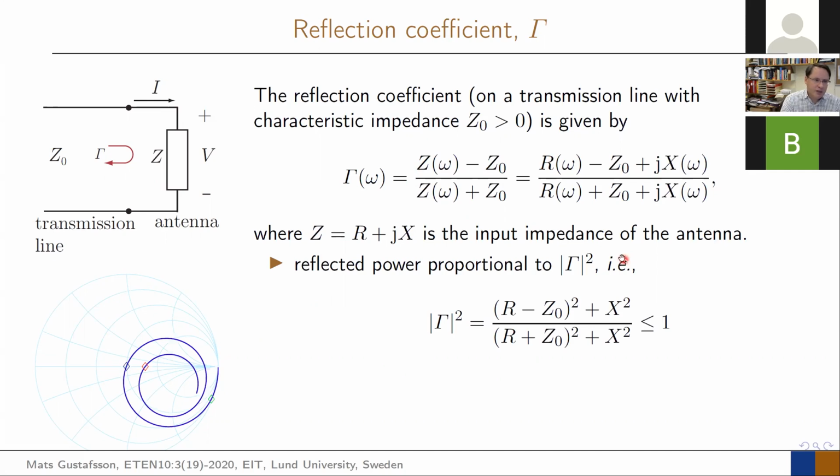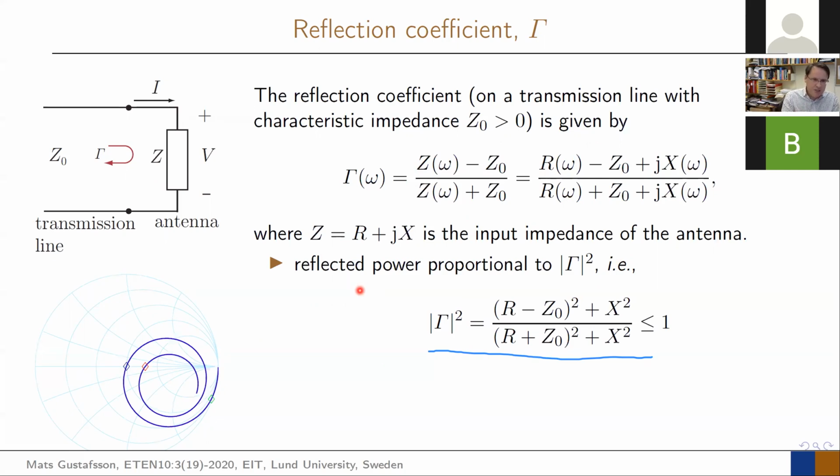And then I can take the reflected power. I have to square this one. And if I'm going to square this, I square the real part, I square the imaginary part, square the real part, square the imaginary part. So here I have the value of the reflection coefficient. We can immediately see this is always less than or equal to 1.